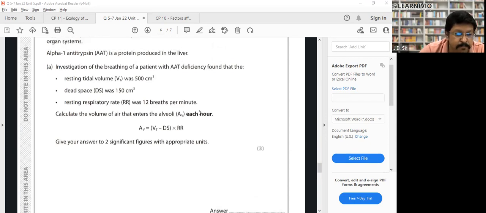So RR is 12 breaths per minute. Then what will be the rate per hour? 12 breaths per minute, so per minute, multiply it by 60. You will get the rate per hour. Then you will get the AV per hour. That's it.